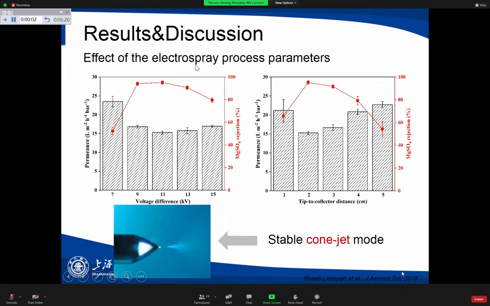The electrospray process parameters are important for membrane preparation. You can see from the picture, when the voltage was 11 kilovolts and the tip to collector distance was 2 centimeters, the membrane had the best performance. This is because a stable cone-jet mode is formed, just like this picture.